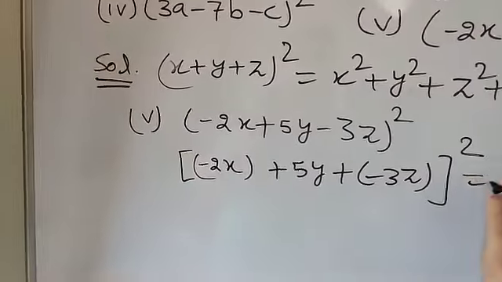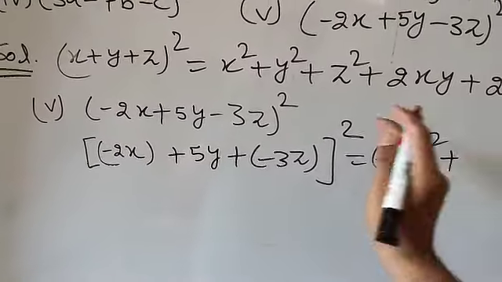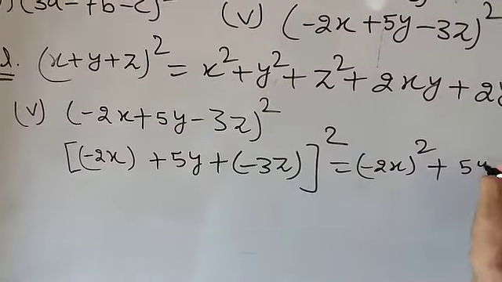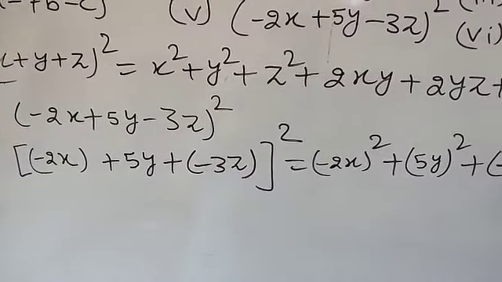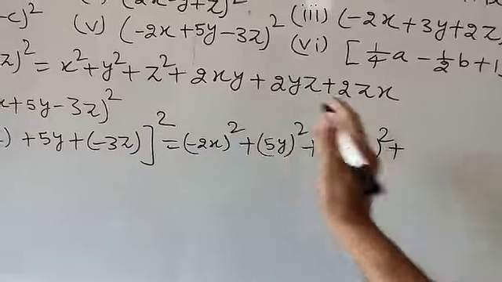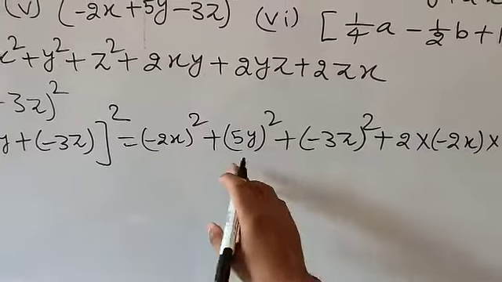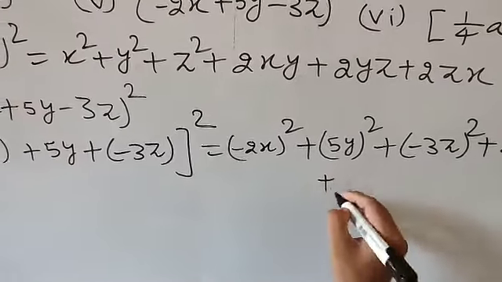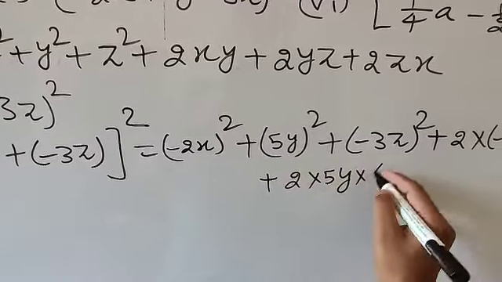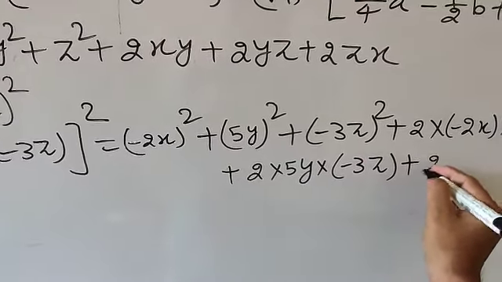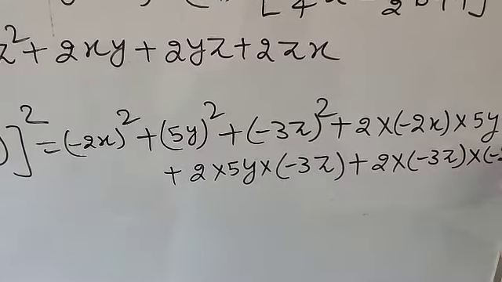So again you can write x square. Here x is minus 2x, so that will be minus 2x square, plus y square, y is 5y, so plus 5y square, plus z square, and z is minus 3z, so minus 3z square, plus 2xy, so plus 2 into x is minus 2x, into y, and y is 5y, plus 2yz, so plus 2 into 5y into z, z value is minus 3z, plus 2zx, so plus 2 into minus 3z into x, and x value is minus 2x.